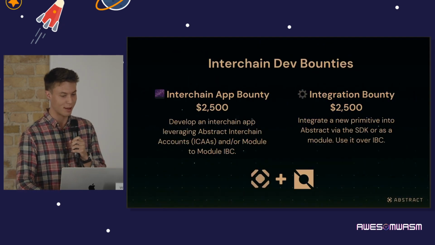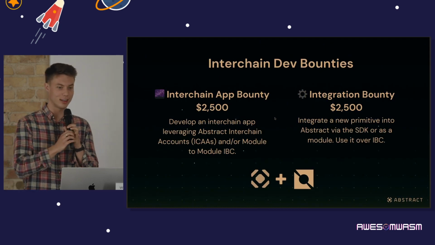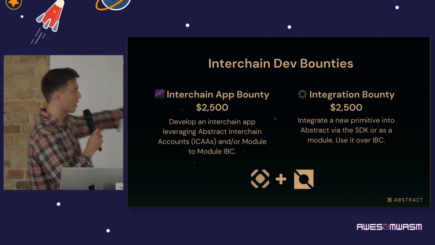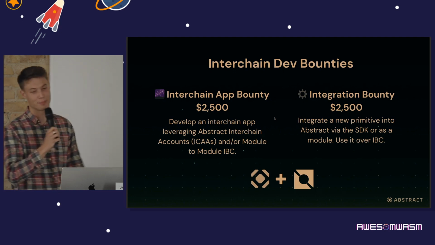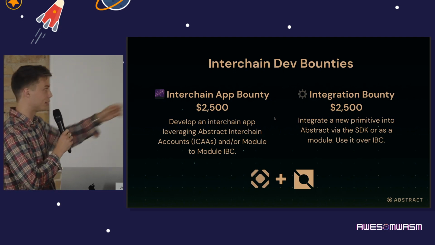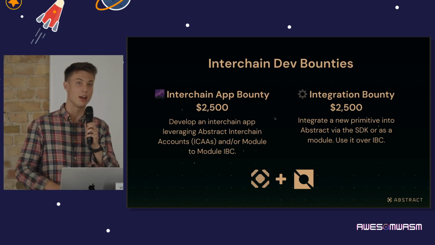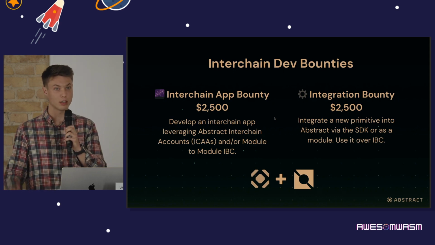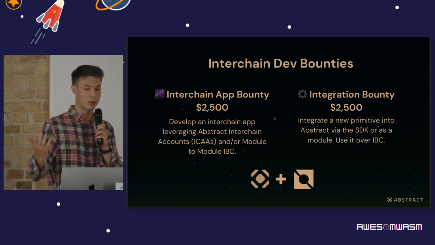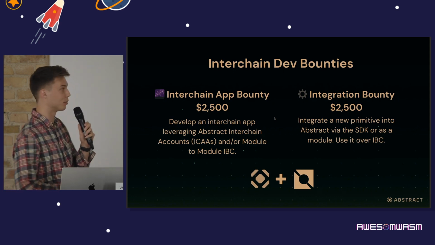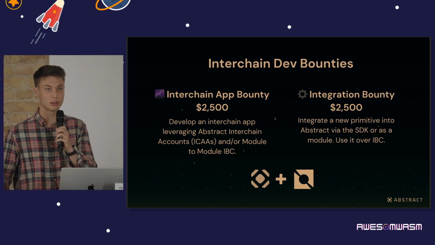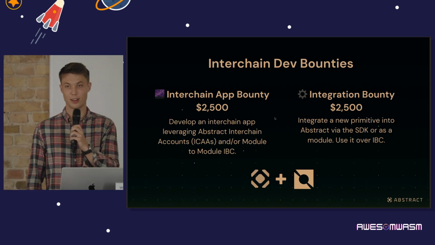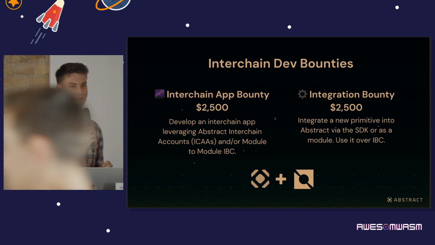Cool, so for the developers that are here, we have 2 bounties. The first is to build an Interchain app using any of our IBC infrastructure. And then the other one is to integrate a new service. We currently, for example, don't support regular ICAs in the framework. So one of the bounties you could do is to integrate that into our framework, so it's made available to other developers to use. So thanks for your time.